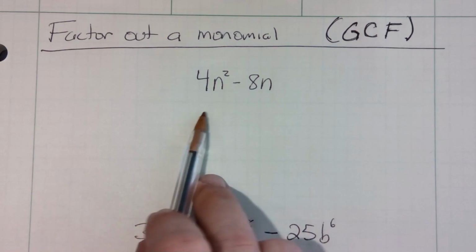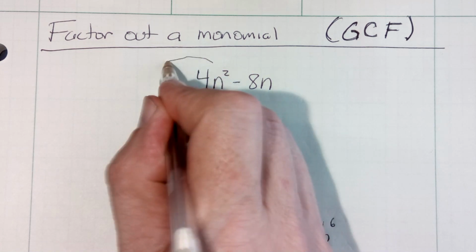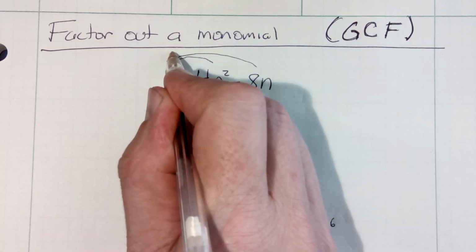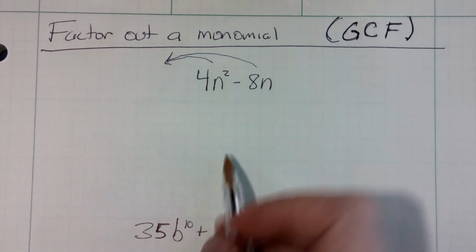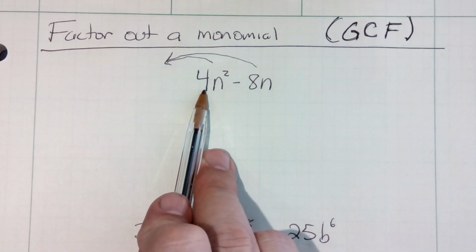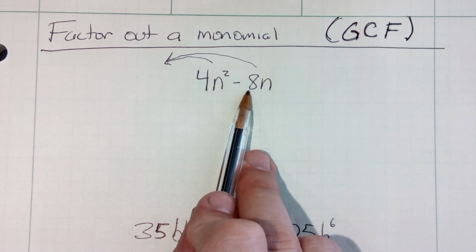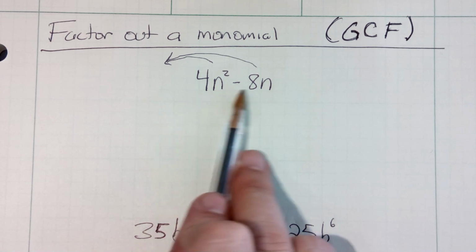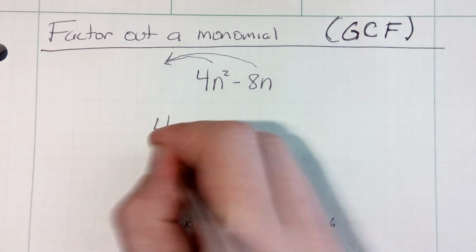But what we're looking for is to be able to pull out from both terms things they have, factors they have in common. So in other words, 4 has factors of 1, 2, and 4. 8 has factors of 1, 2, 4, and 8. The greatest common factor they had was 4. So what you would do is you'd factor out a 4.